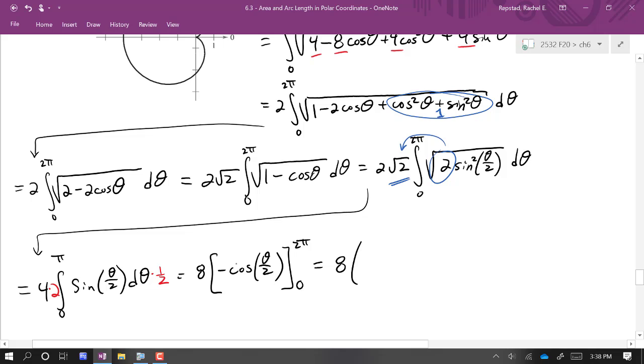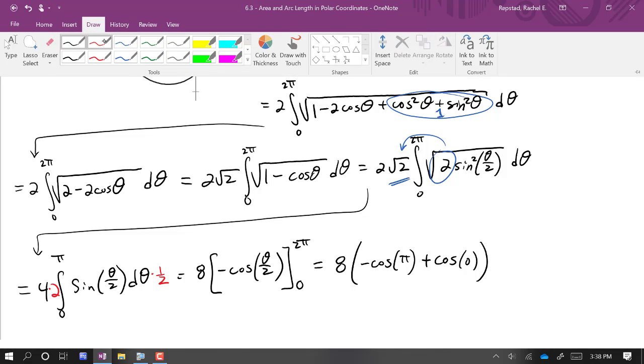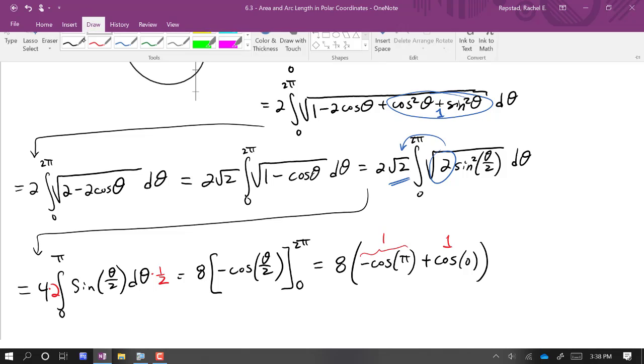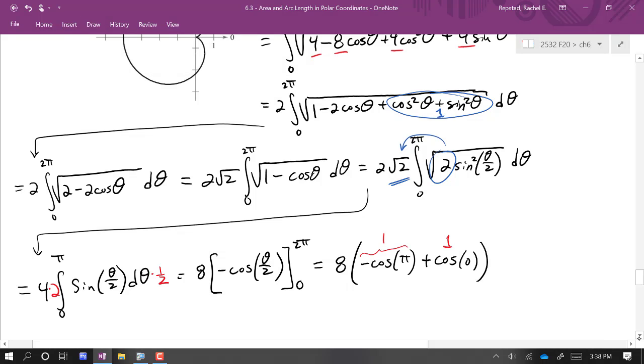So if I plug in 2 pi, we get minus cosine of 2 pi over 2, which is pi, minus a negative cosine, so plus cosine of 0. Cosine of 0 is 1. Cosine of pi is negative 1, so negative cosine of pi is 1. So we get 8 times 2, or 16.